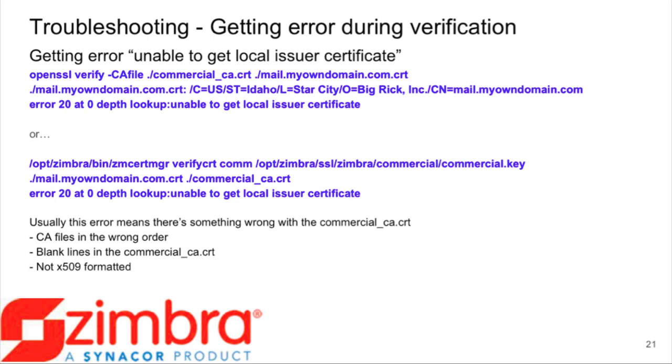So basically, the error is the same if you're running OpenSSL at the very top here. I'm using OpenSSL verify again, but maybe I'm using the wrong CA cert bundle. And typically you'll get this unable to get local issuer error. And again, if you use the ZM Cert Manager tool and verify again, it basically does the same thing as OpenSSL verify.